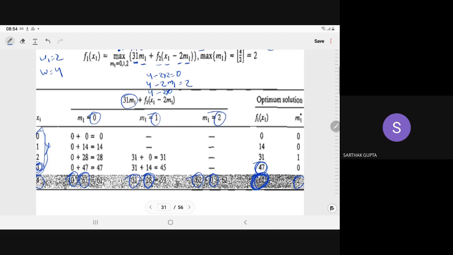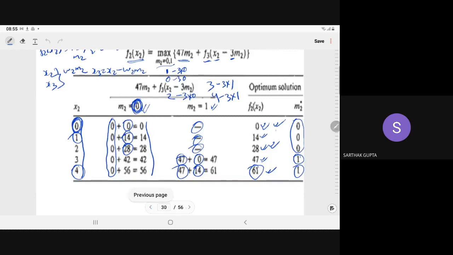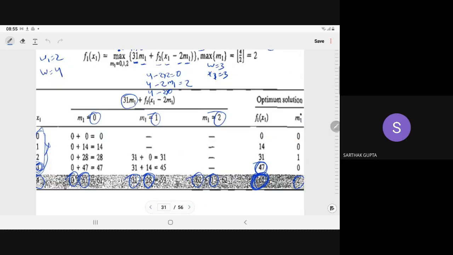So how are you getting that? When W is equal to 3 tons, it means x1 is equal to 3. So when x1 is equal to 3, at that time m1 is equal to 0. So you have not taken any item. So in stage 2, all the 3 tons remain. Right? In stage 2, all the 3 tons remain.